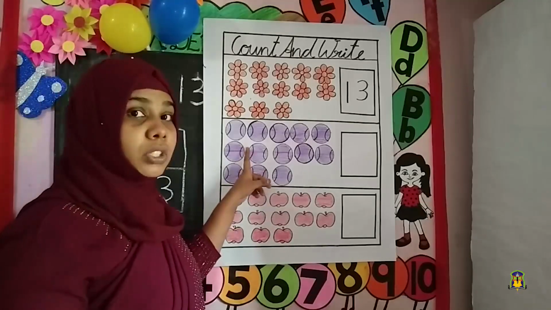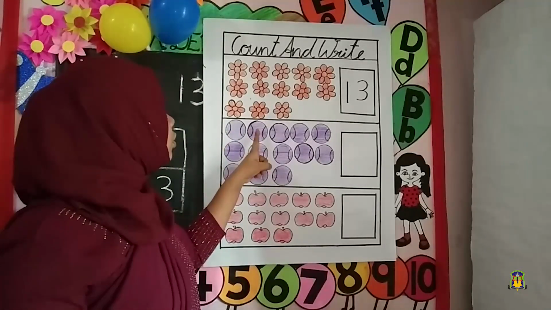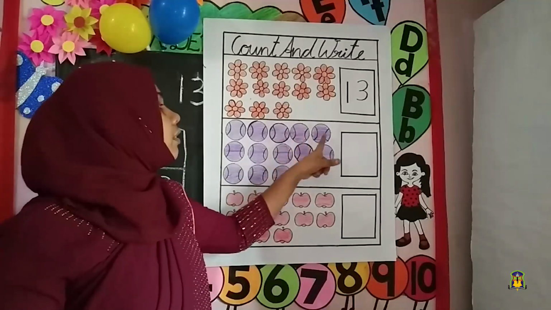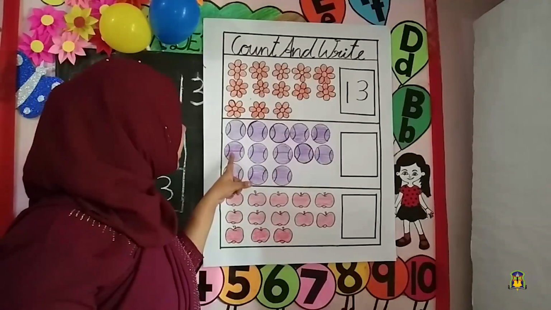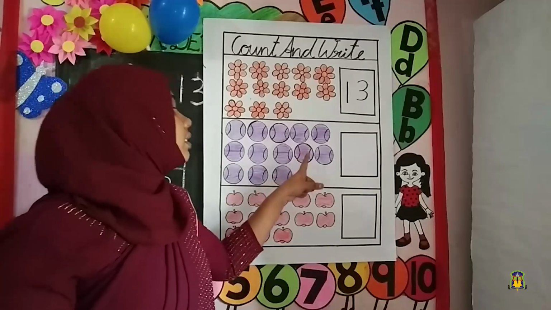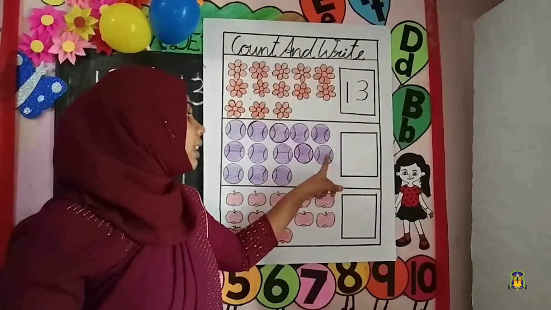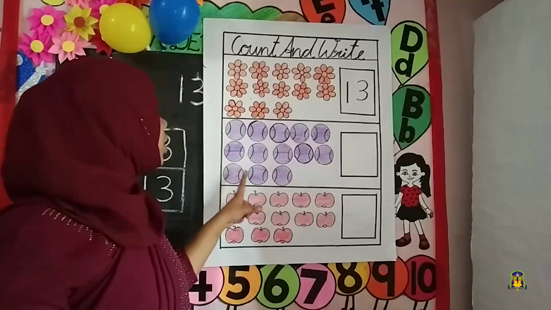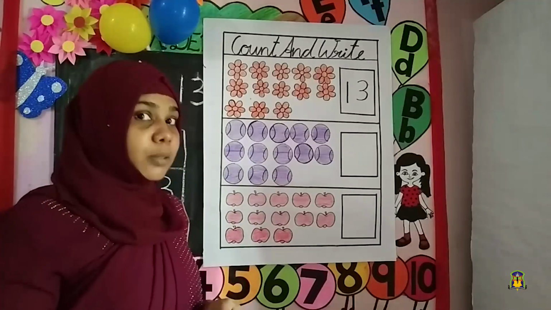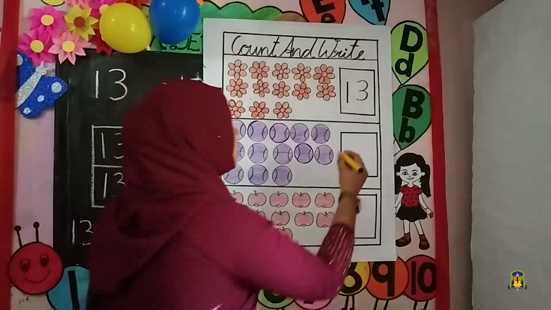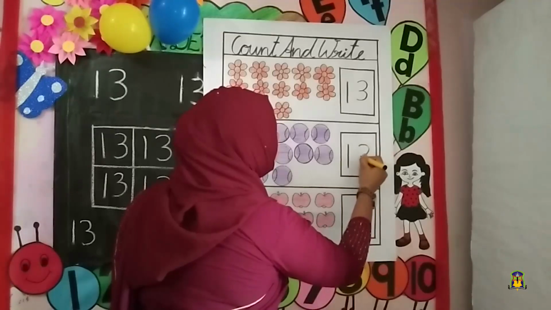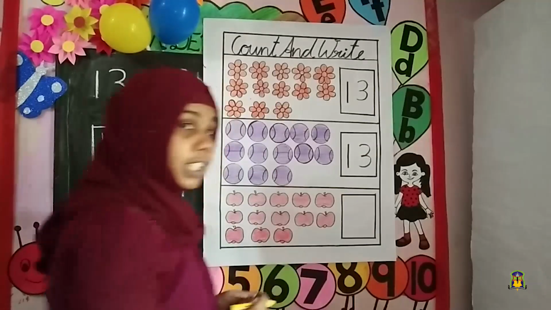Next, the balls. 1, 2, 3, 4, 5, 6, 7, 8, 9, 10, 11, 12, 13. 13 balls. So write number 13 in this box. 1 and 3 gives you 13.